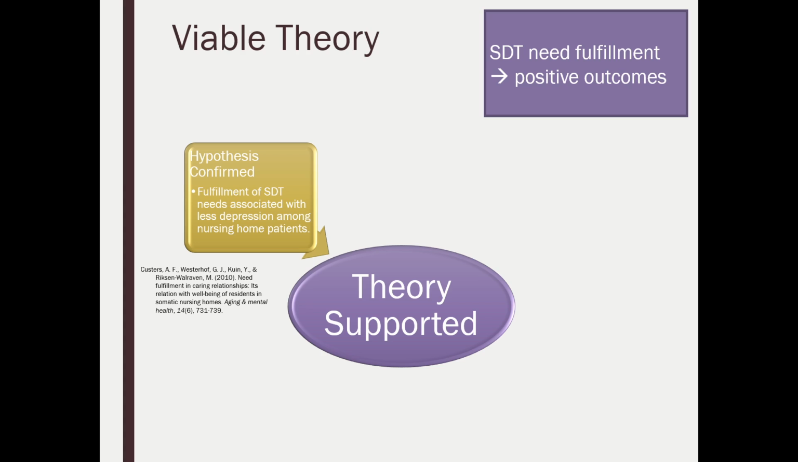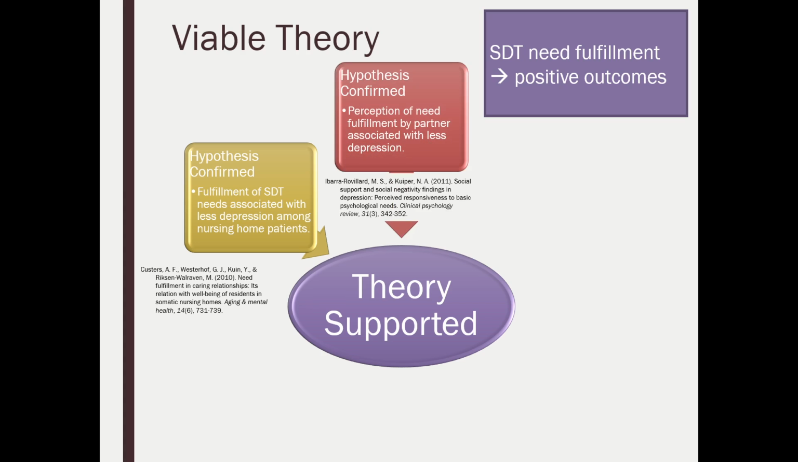So some evidence that this theory is supported. I just pulled a few examples from the literature. Fulfillment of self-determination theory needs is associated with less depression among nursing home patients. I'm giving you the citation or reference right there. Hypothesis confirmed. The perception of need fulfillment by your partner is associated with less depression. So in this study, they were looking at if the partner was helping to satisfy the individual's self-determination theory needs. And if they perceived that was happening, then they had less depression.